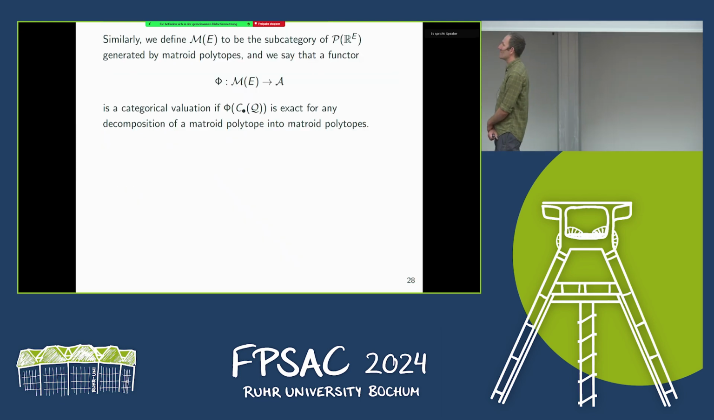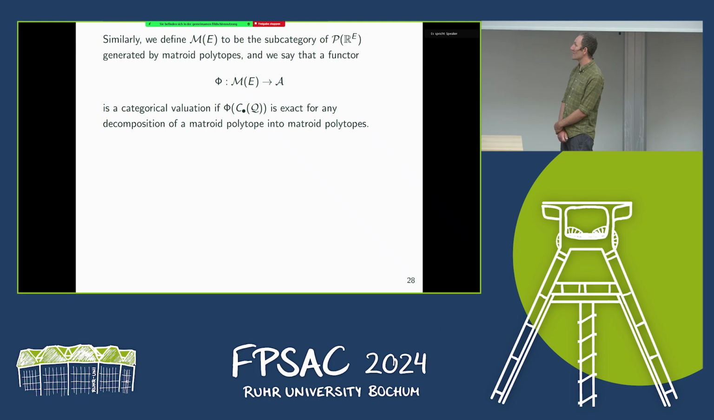So let me do the same thing on matroids. So we have a category of matroids where the objects are given by matroids themselves, or formal direct sums of matroids, and the morphisms are given by inclusions of matroid polytopes. These are often called weak maps of matroids. And then a categorical invariant of matroids, in other words, a functor from the category of matroids to some abelian category, is a categorical valuation if, for any decomposition of a matroid polytope into matroid polytopes, it takes the corresponding complex to an exact sequence.